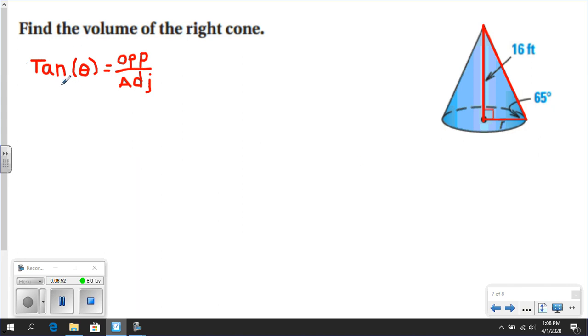So our tangent equation is tangent of theta is equal to opposite over adjacent. I know I'm using tangent because I know the legs. I don't know the hypotenuse. So I know the legs, I have my angle measure here. That's tangent. So let's plug in what we know.